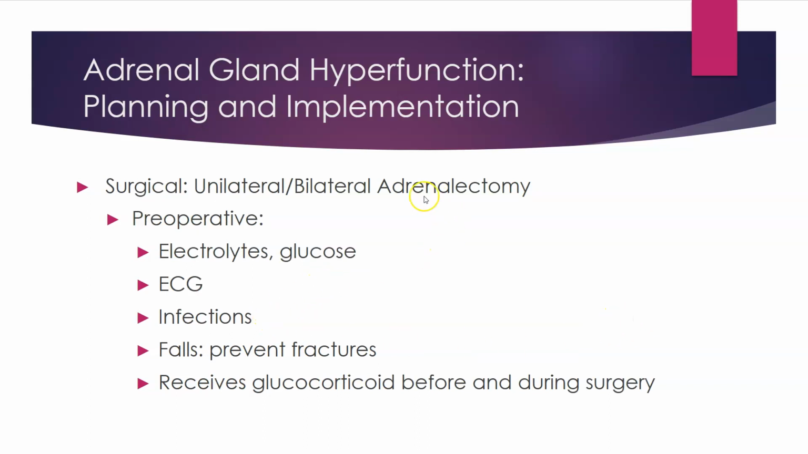Adrenal hyperfunction, you're going to probably take out the adrenals. This could be unilateral or bilateral depending on what's functioning, what's not. So preoperatively, you're going to get a good baseline for electrolytes, glucose, EKGs, look for any infections, try and prevent those, prevent fractures, and then before they even have surgery, they're going to get a dose of glucocorticoid steroids to try and mitigate the amount that they will drop after the surgery, because they will drop related to the removal of the adrenals.